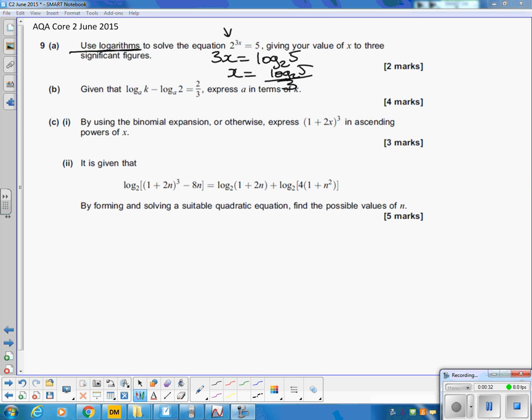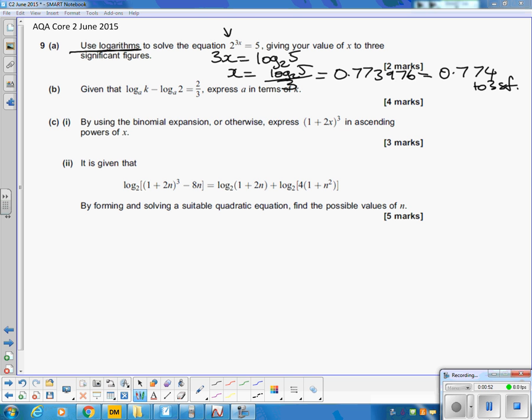They actually told us it's 3 significant figures, so we just put that into our calculator. So it's 0.73976, which to 3 significant figures is 0.774. So you must show your method to use logarithms.